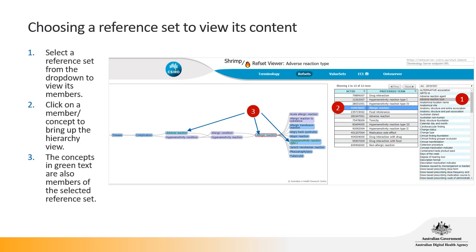Here is what the RefSet viewer in the Shrimp browser looks like. I've selected the adverse reaction type reference set from the list on the right, which is number 1, and members of the reference set are shown in the middle, which is number 2. I've selected the concept allergic reaction, and I can see the hierarchy view of that on the left, or number 3, which shows all its parents and ancestors and immediate children. Any of these concepts that are also members of that reference set are highlighted in green text. It's worth noting as well that you can only view 20 concepts at a time in the list preview of the reference set, and you'll need to scroll through the pages to view all of the concepts.